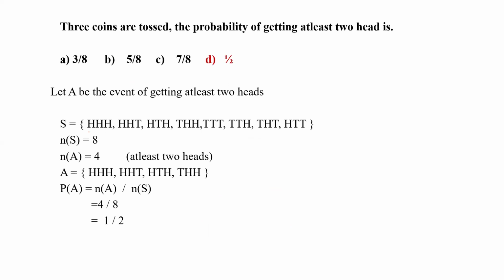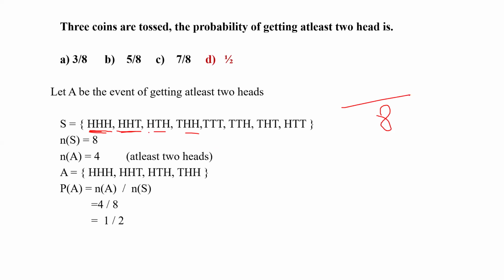So let A be the event of getting at least 2 heads. You know how to write these 3 values, so we have to write them from the table. Now N of S equals what? Totally 8 values. So the number of samples is 8, and at least 2 heads means minimum 2 heads. So 3 heads we will cover, 2 heads also we will cover, minimum 2 heads.